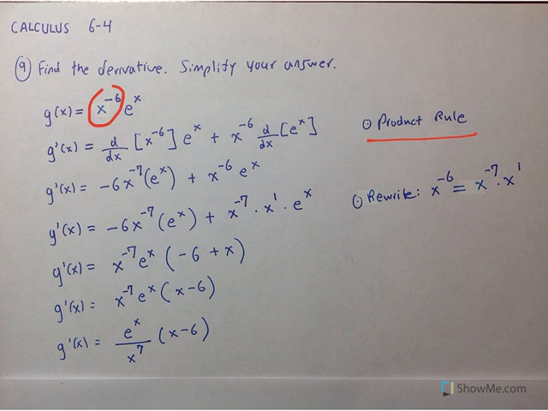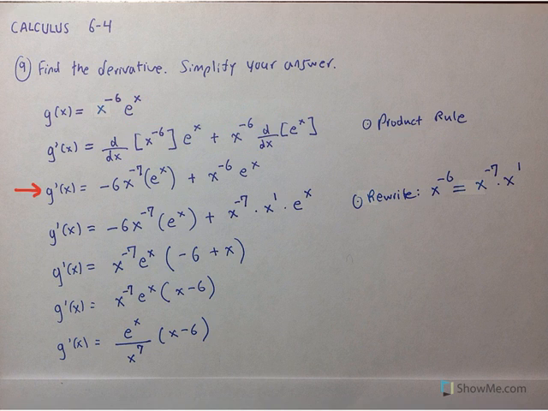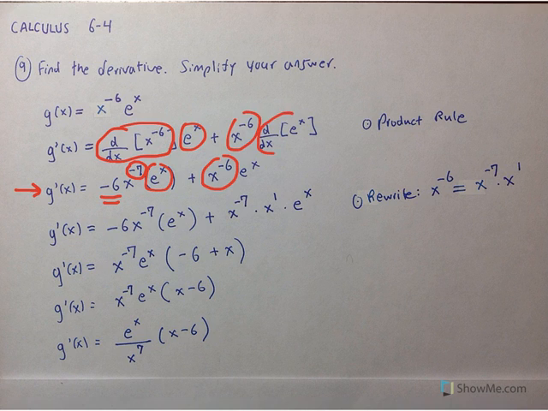So we take the derivative of the first function multiplied by the second, plus the first function times the derivative of the second. So what is the derivative of the first function? To find it, we use the power rule: bring the exponent to the front, and subtract 1 from the exponent. So we have negative 6 times x to the negative 7 times e to the x, plus the second term, which is x to the negative 6 times the derivative of e to the x, which is just e to the x.